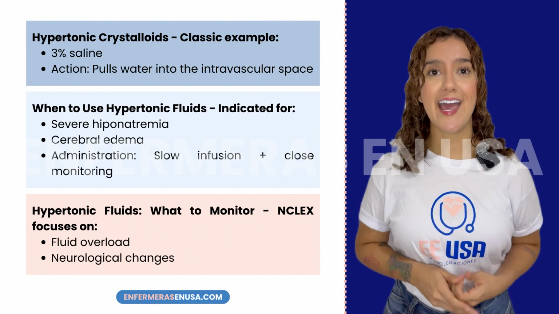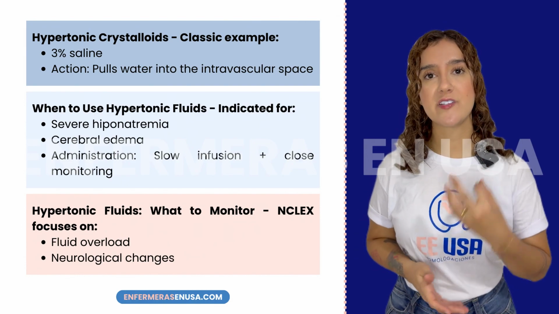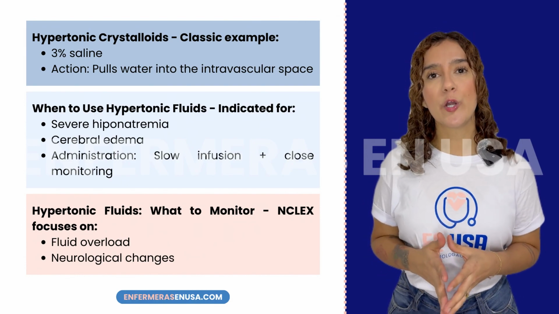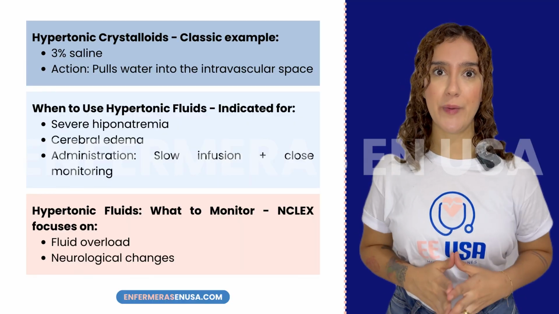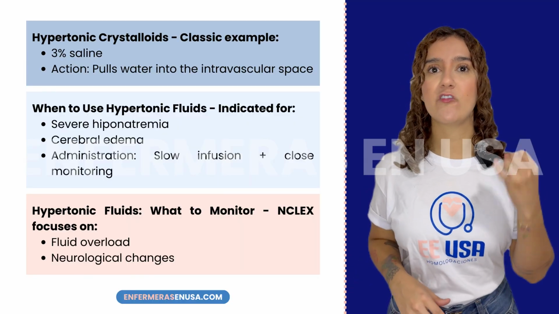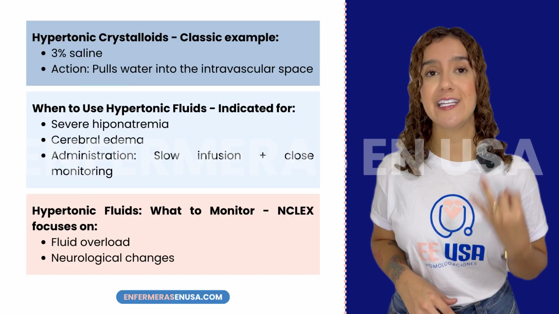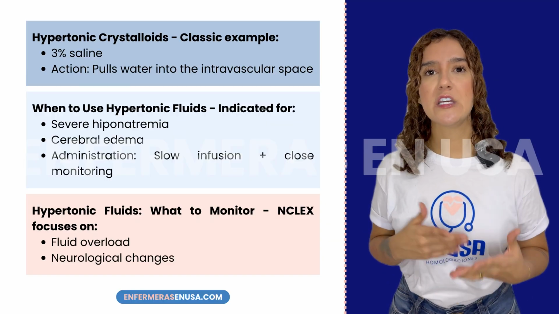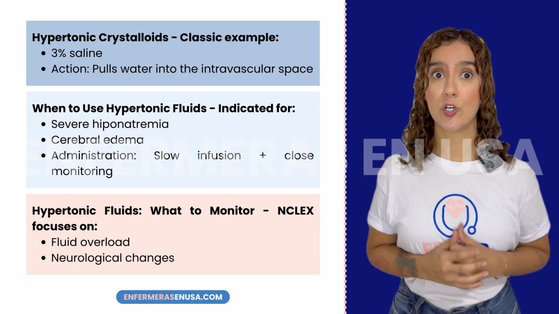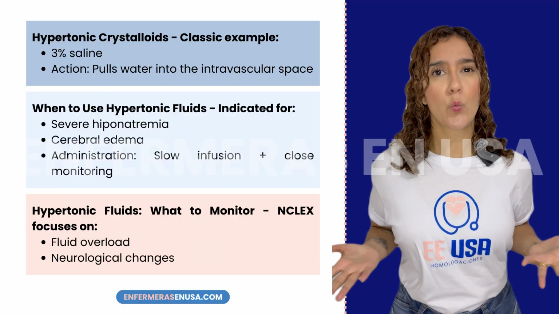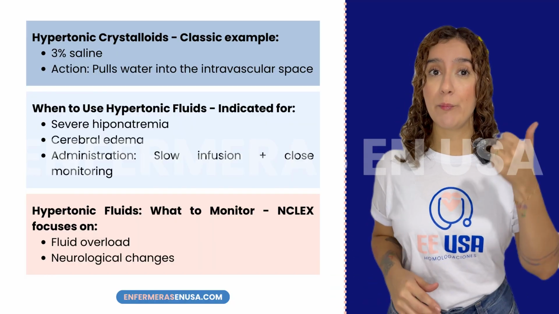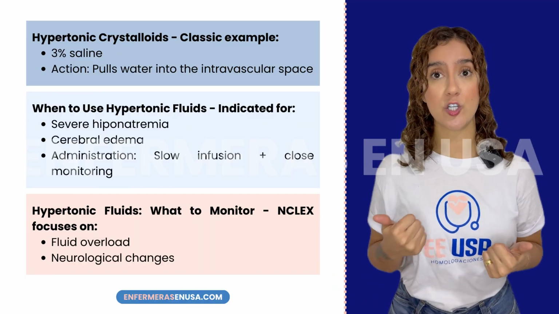Hypertonic crystalloids, a classic example, 3% saline. These fluids pull water into the intravascular space. When are they used? Severe hyponatremia and cerebral edema. They are always given slowly and with close monitoring. The NCLEX often asks which complications to watch for. Remember, fluid overload and neurological changes.